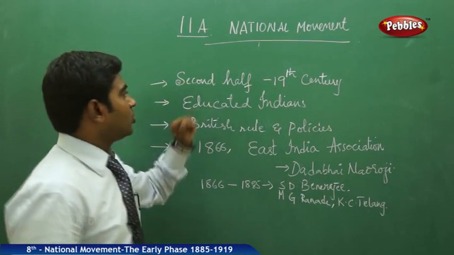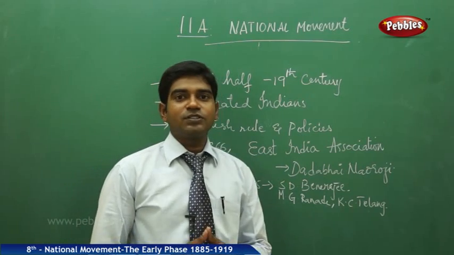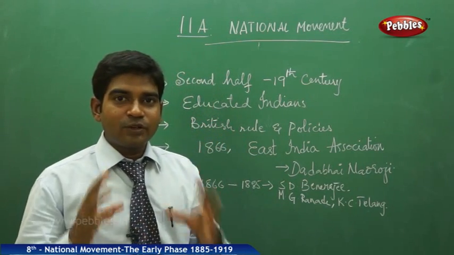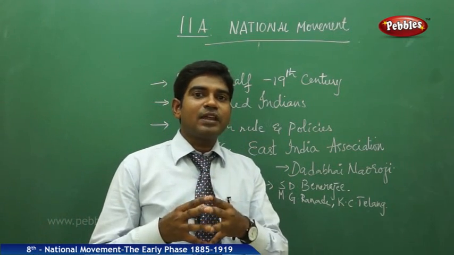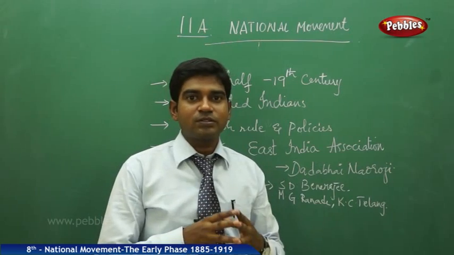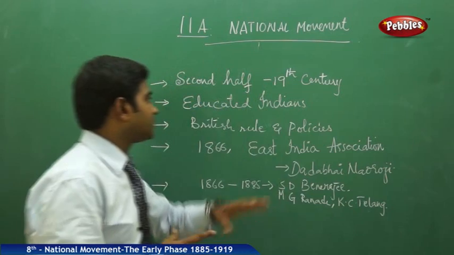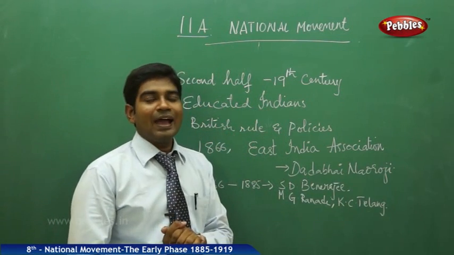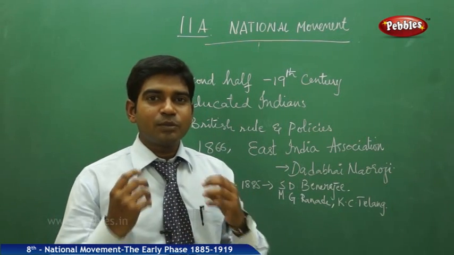Now, moving on to the second half of the 19th century. During the second half of the 19th century, many of them started to acquire English education. These people started to get knowledge of the English language. After they acquired the English language and referred to world histories and famous revolutions, they started to compare the policies. The educated Indians started to compare the British rule and the British policies, and they started to become critical towards the British rule. What made them become critical?